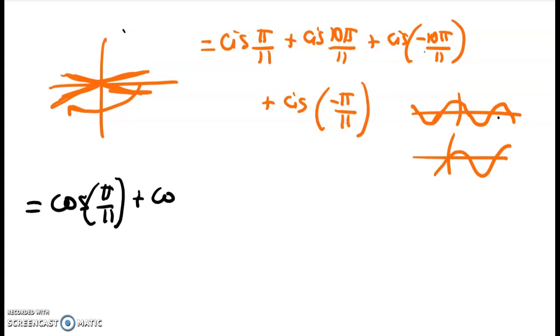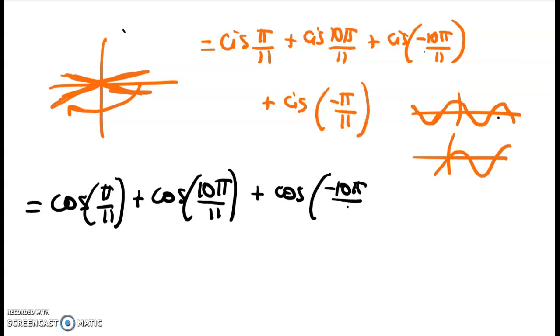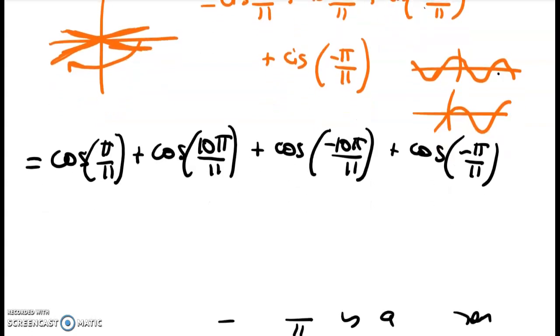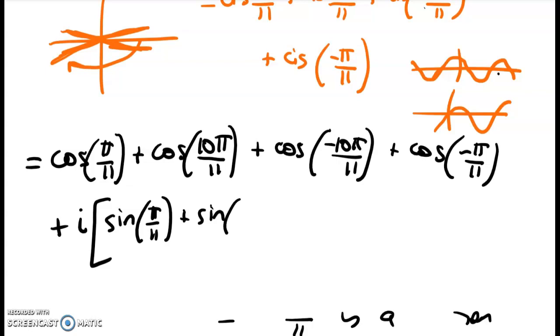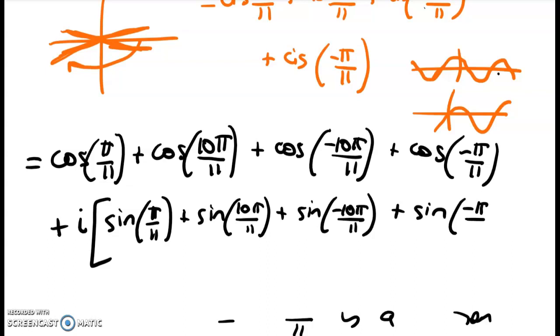So we've got cos of pi on 11. I'll do the real bits first. Plus cos of 10 pi on 11. Plus cos of negative 10 pi on 11. Plus cos of negative pi on 11. Plus i times sine of pi on 11 plus sine of 10 pi on 11 plus sine of negative 10 pi on 11 plus sine of negative pi on 11.